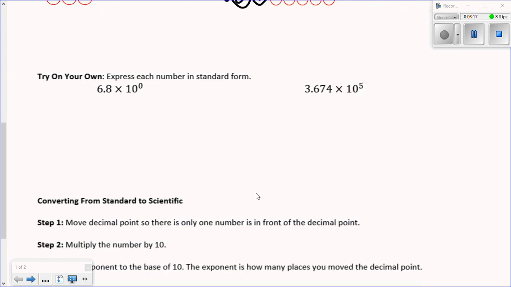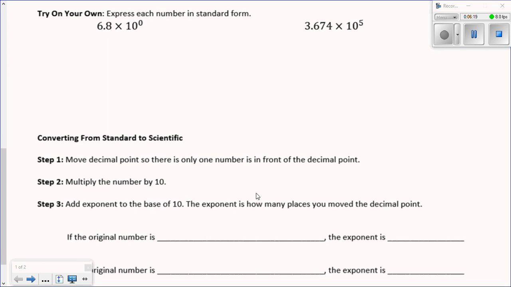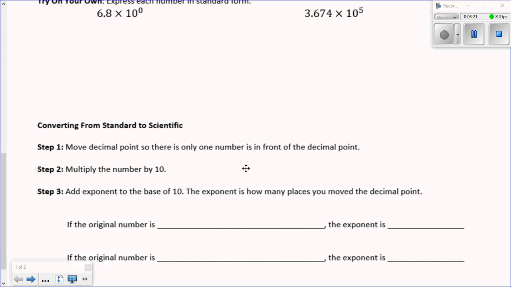Alright, so now moving on to converting from standard to scientific. Guys, don't forget, if I'm going too fast, you can easily pause the video and then take your time and write it, rewind if you missed something. That's all you gotta do. Okay, converting from standard to scientific. So you have a normal number and you want to write it in scientific notation. You're going to do 3 steps.